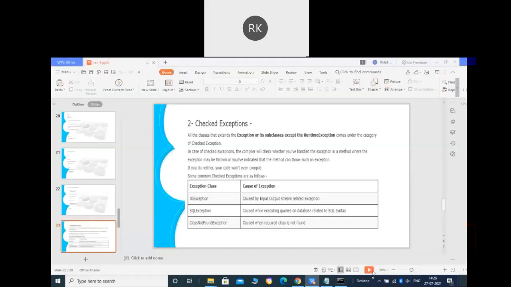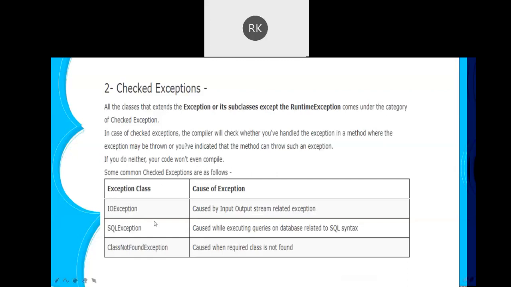Okay, so now let's see the topic. Here are some of the most common checked exceptions. The first one is the IO exception that is related to input output. It is caused by input output stream related exceptions. Next, we have the SQL exception, caused while executing queries on the database, which we'll see later. The ClassNotFoundException is caused when the required class is not found. These are some of the checked exceptions we have.